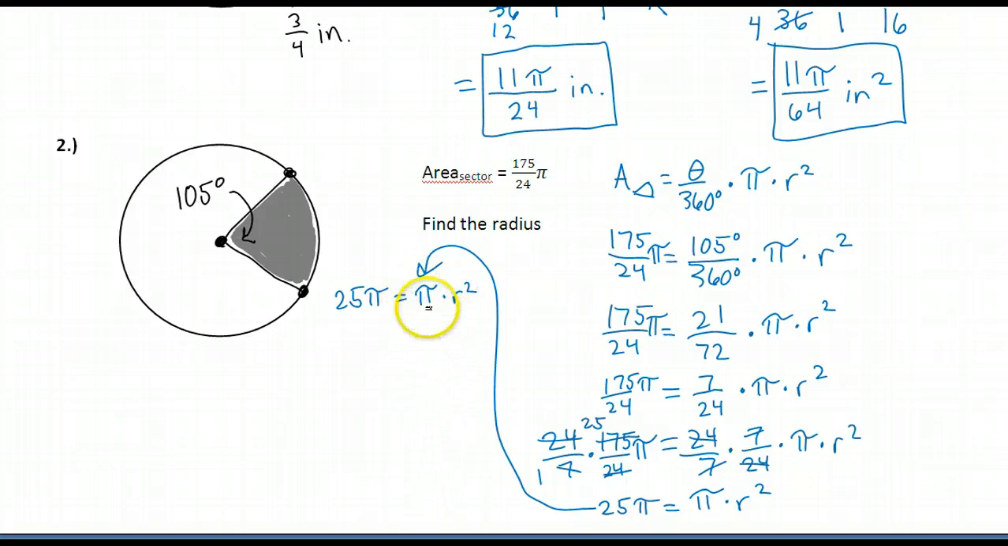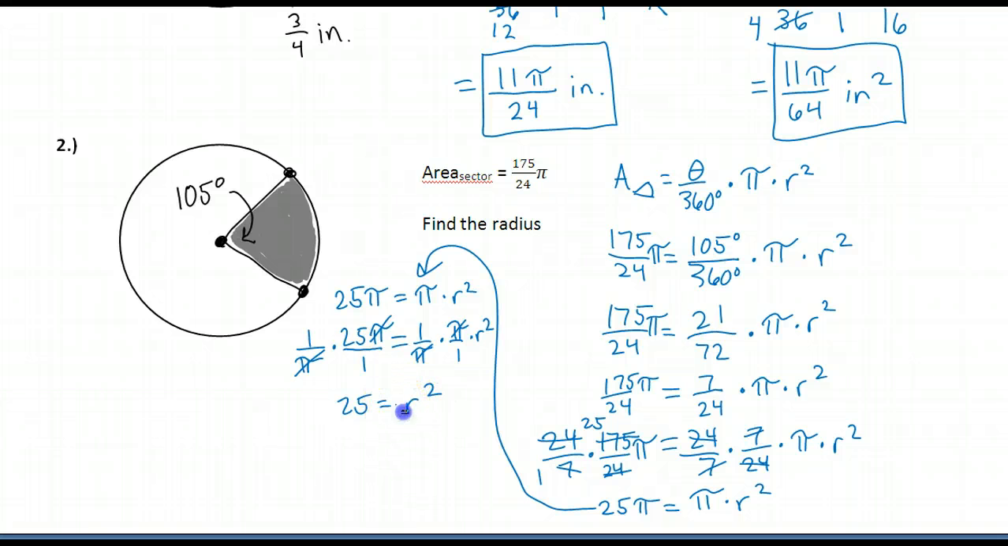Now I want to get rid of this pi. To do that, I'm going to multiply both sides by the reciprocal. The reciprocal of pi is 1 over pi. So I'm going to multiply the left side by 1 over pi. To do that, I'm going to put 25 pi over 1, and I can cancel this pi in the numerator and this pi in the denominator, and I'm left with just 25. I'm going to put this pi over 1, and the pi in the numerator cancels with the pi in the denominator, and I'm left with just r squared.